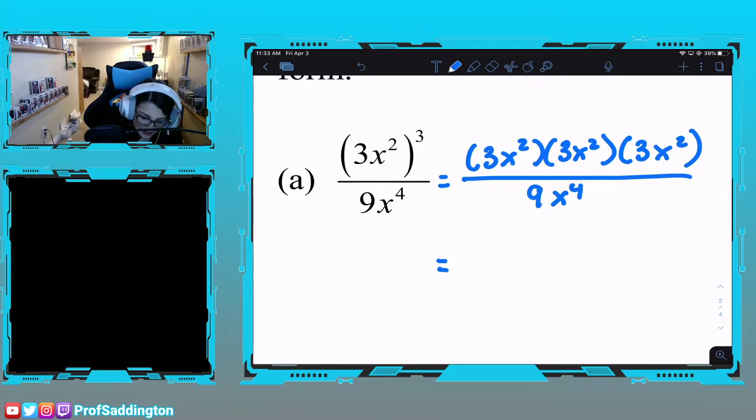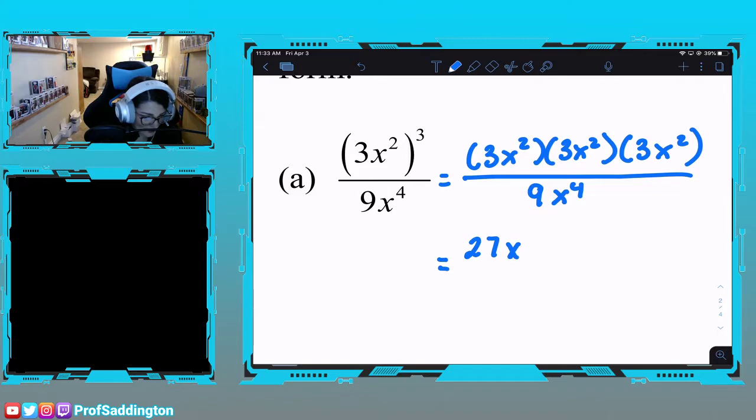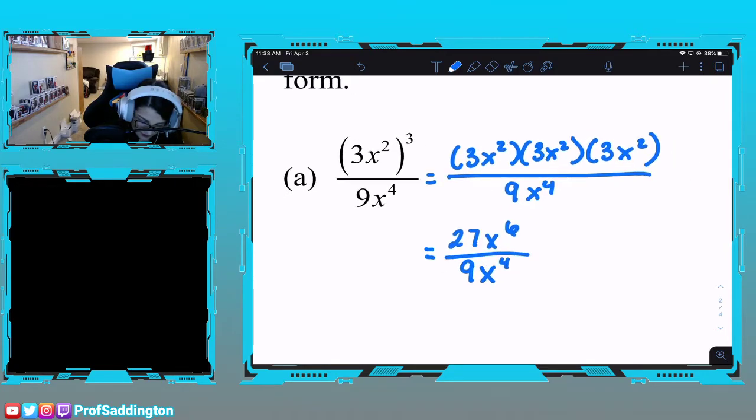I have a 3 times a 3 times a 3. So that's going to give us 27. And then I have x squared, x squared, x squared. That'll give us x to the 6th over 9x to the 4th.